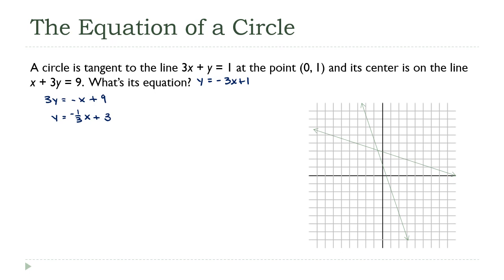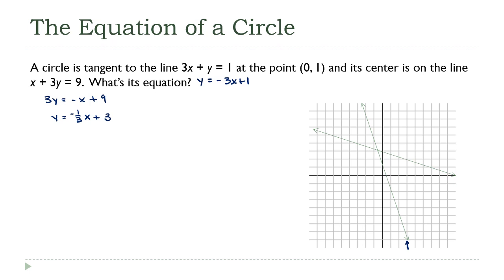All right, so here's what I'm going to do. My circle is tangent to this line here. That means that if I draw the line perpendicular to that at the point of tangency, that line is going to go through the center of the circle. Right, so what is that line?